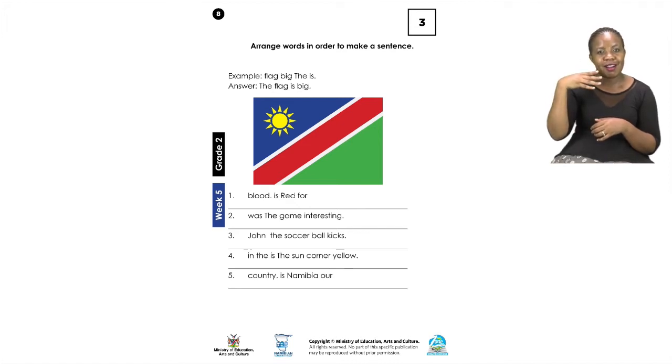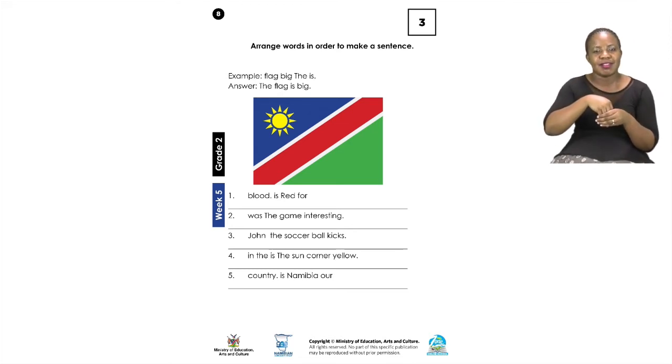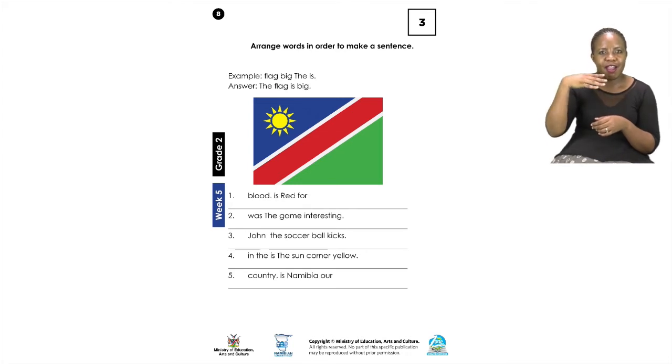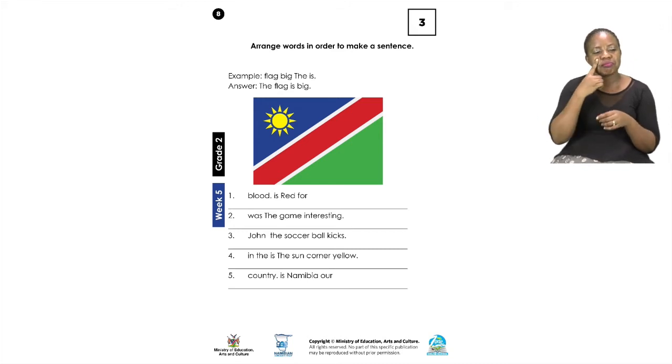The next word that we're going to put is the word in. Now our sentence says, the yellow sun is in. Now let's take a look at the board to see what our sentence looks like.